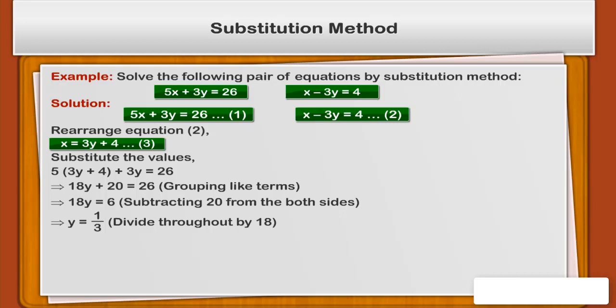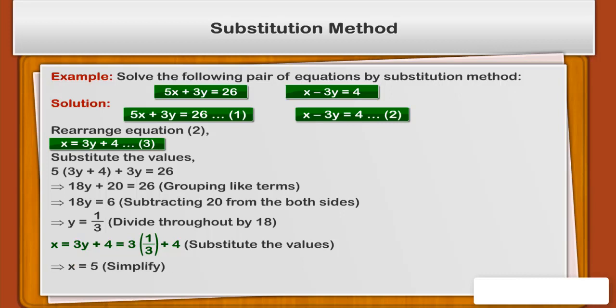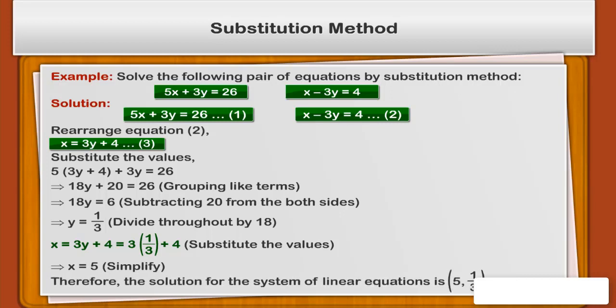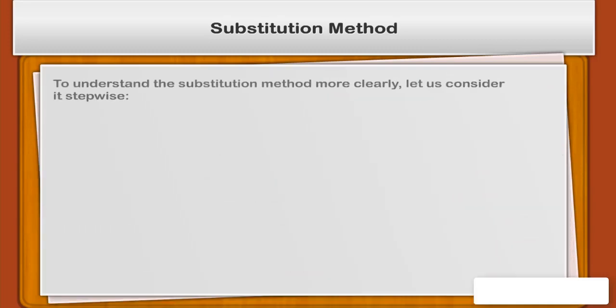Substitute the value of y is equal to 1 upon 3 in equation 3. We get x is equal to 3y plus 4 is equal to 3 into 1 upon 3 plus 4. By simplifying, we get x is equal to 5. Therefore, the solution for the system of linear equations is 5, 1 upon 3. To understand the substitution method more clearly, let us consider it stepwise.